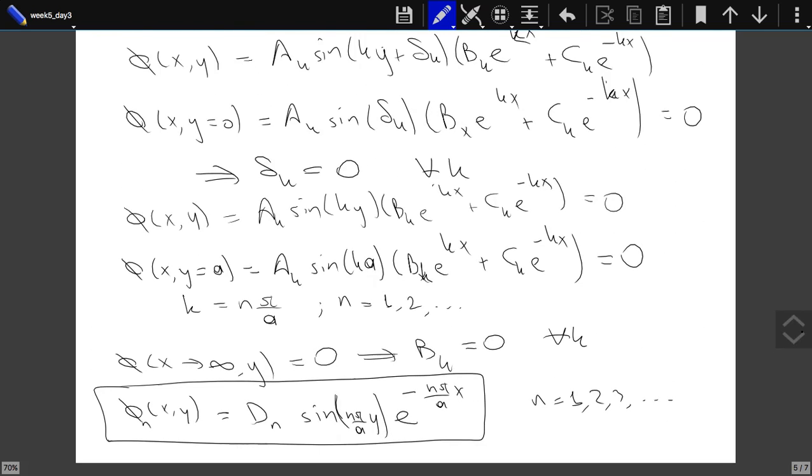I didn't make any assumption up to this point, except the assumption that my solution is the product of two functions of a single variable. Okay, then I came here. Now this function satisfies my Laplace equation, satisfies the boundary condition at y is equal to 0, satisfies my boundary condition at y is equal to a, and satisfies the boundary condition at x is equal to infinity. But it doesn't satisfy the boundary condition at x is equal to 0.